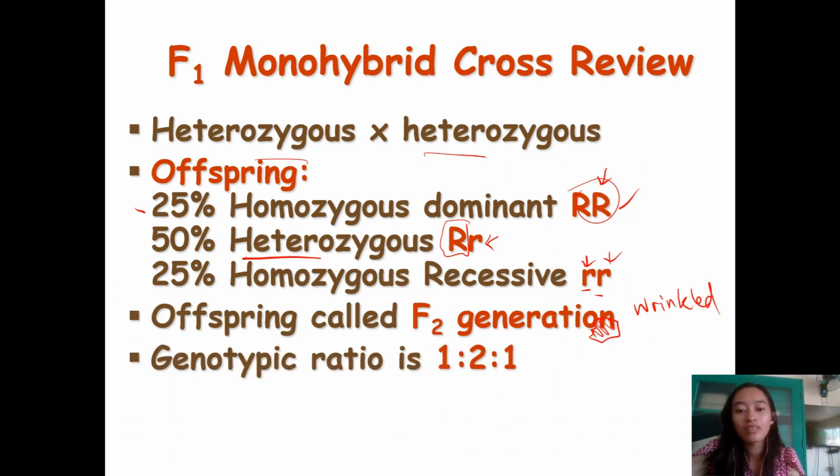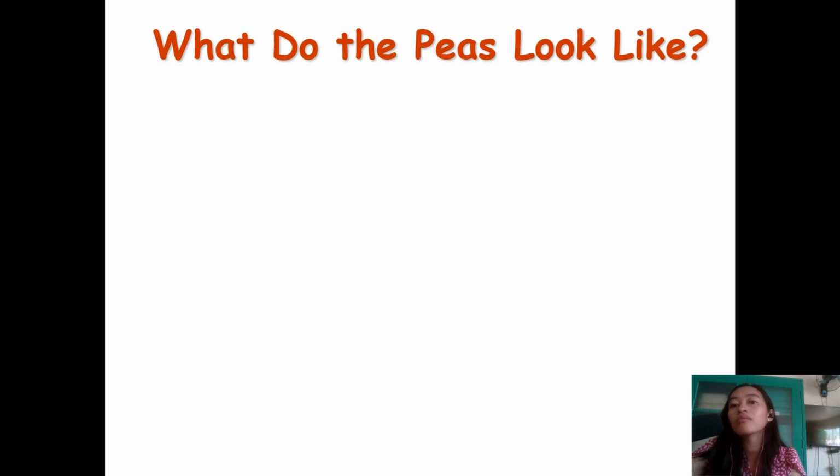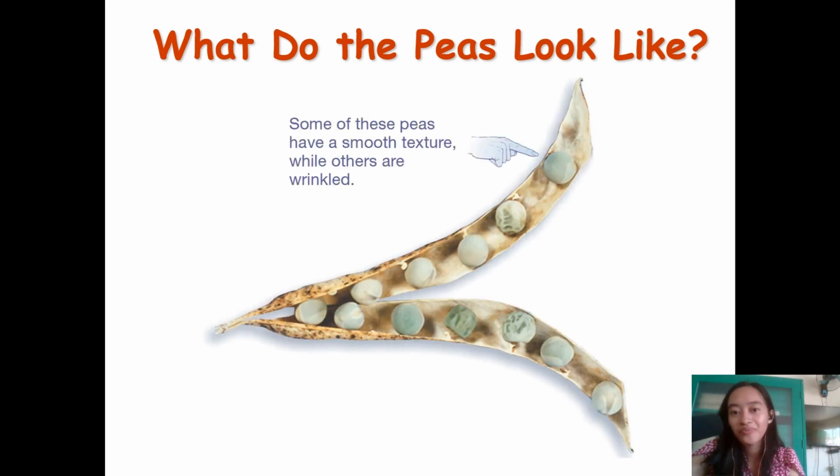And these are the F2 generation. So, what do the peas look like? For example, peas in a pod. Open the pod and you will see the peas inside.